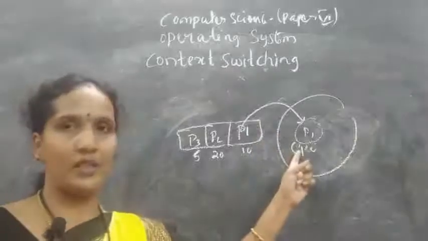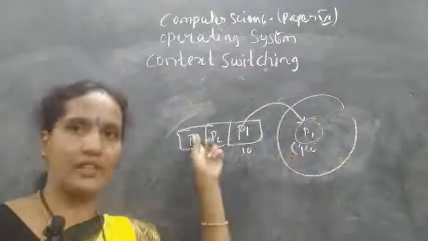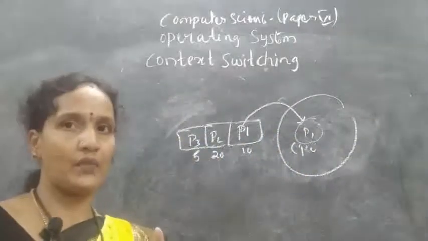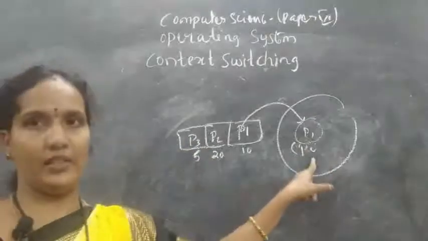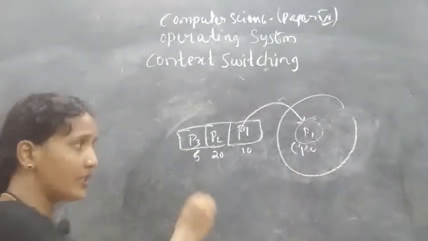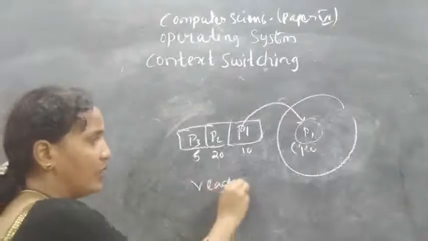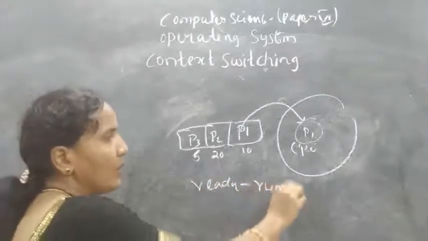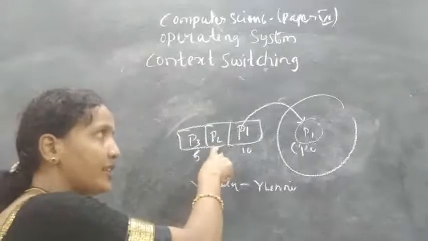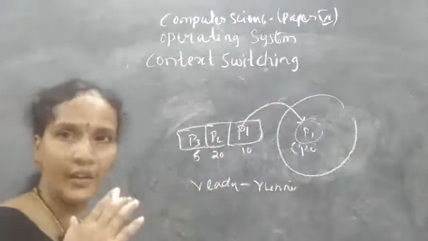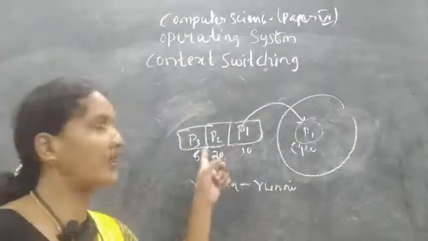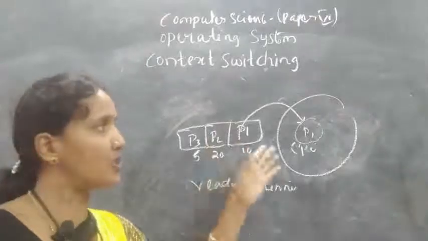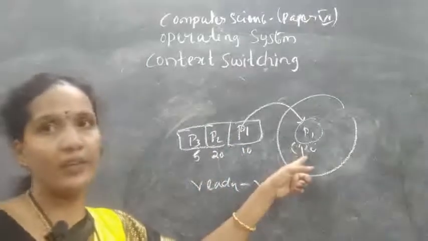Moving one process from the running state to the ready state, and moving one process from the ready state to the running state. Understood? Generally, a process will move from the ready state to the running state. The processes which are waiting for processor time will be in a ready queue. The processes which are executing will be in the running state.